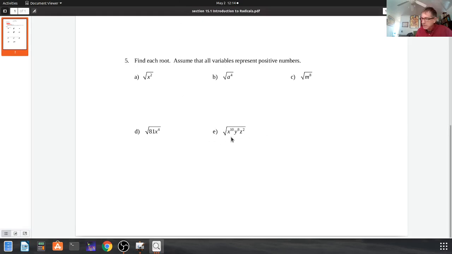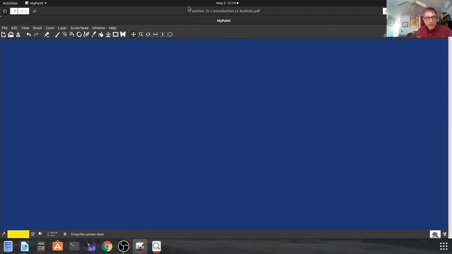So let's do the next one. I didn't print this out, and I can't scroll up on the page because this is literally the last of our exercises. These are all going to be really short videos. I'm going to try to get them all done today. So let's do the square root of x to the 10th, y to the 8th, z squared.